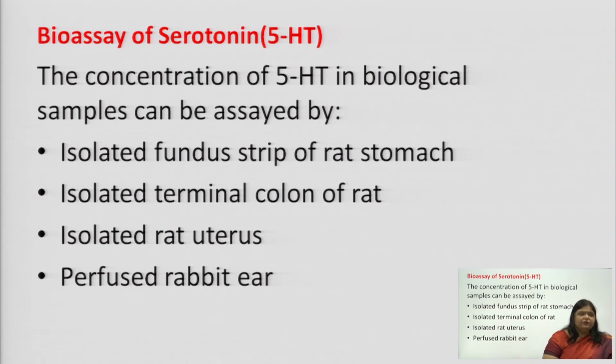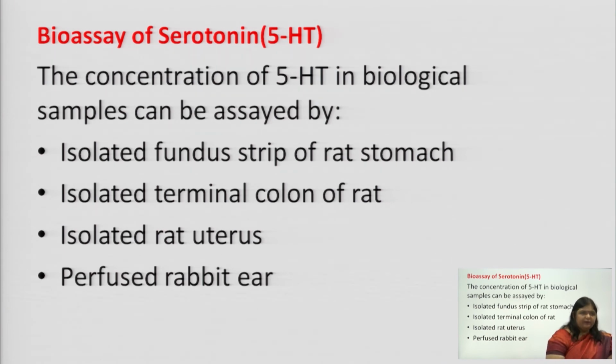Now, to carry out the bioassay of 5-hydroxytryptamine, again we have two samples, the standard and the test, and we can carry out the assay in biological samples by the isolated fundus strip of the rat stomach, or isolated colon, rat uterus could be used, or perfused rabbit could be used, but the most important method used to carry out bioassay of serotonin is the isolated fundus strip of rat stomach. So, we will see how this is carried out.